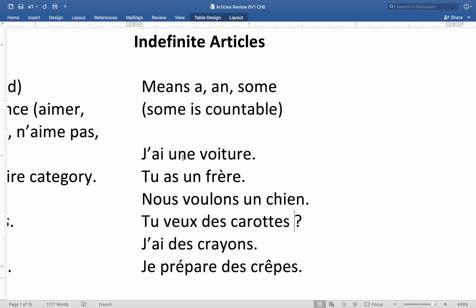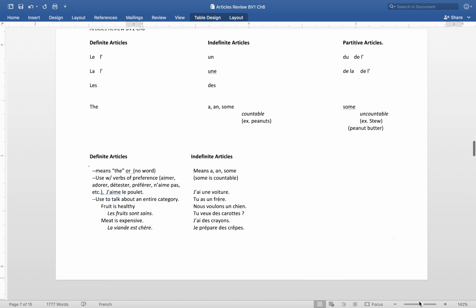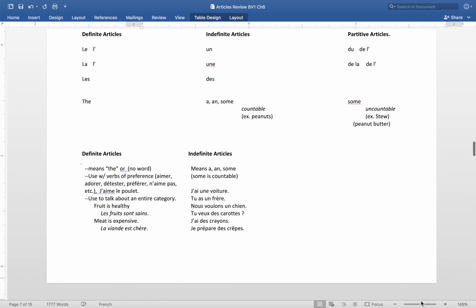So here's some examples. J'ai une voiture. I have a car. Tu as un frère. You have a brother. Nous voulons un chien. We want a dog. Tu veux des carottes? Do you want some carrots? J'ai des crayons. I have some pencils. Je prépare des crêpes. I am making crepes. Okay, fair enough. Sounds good, right?